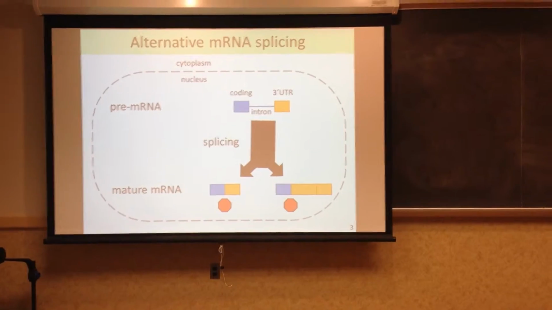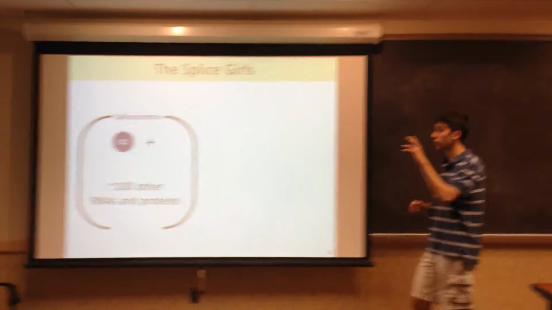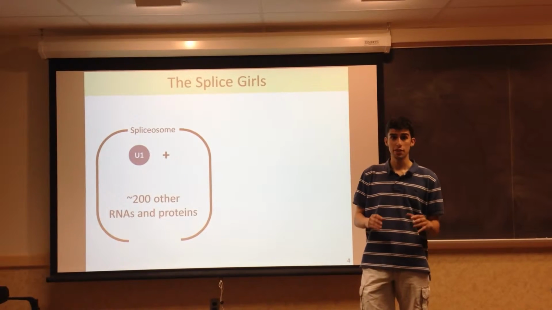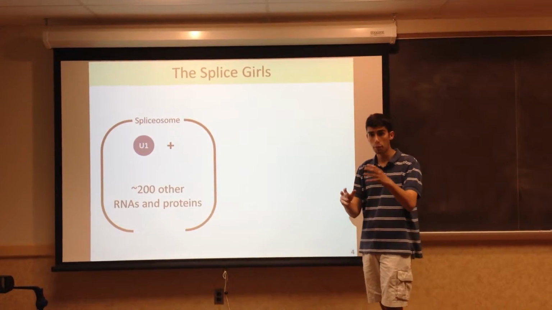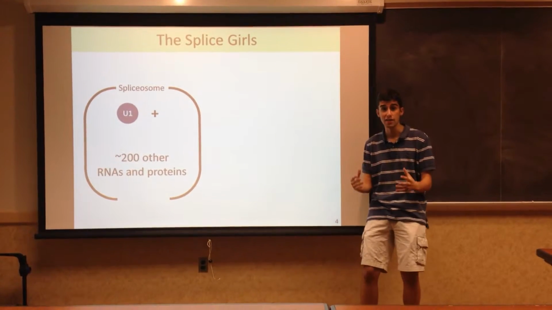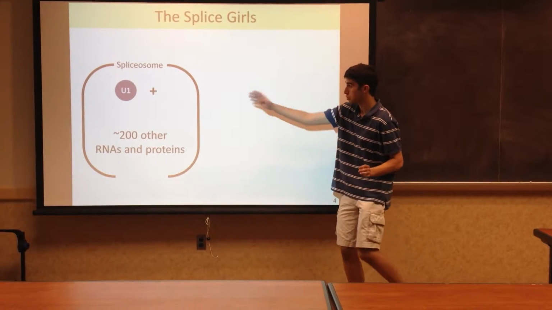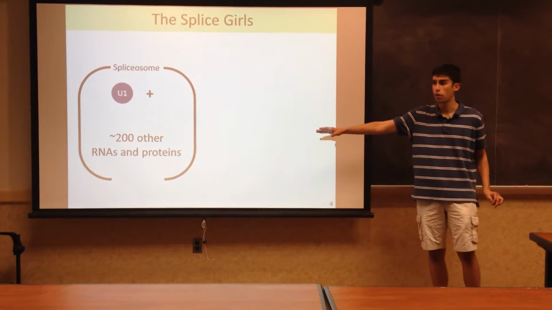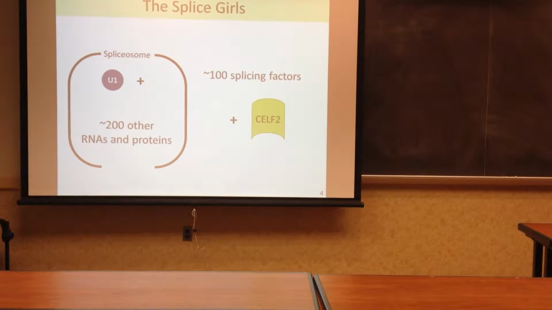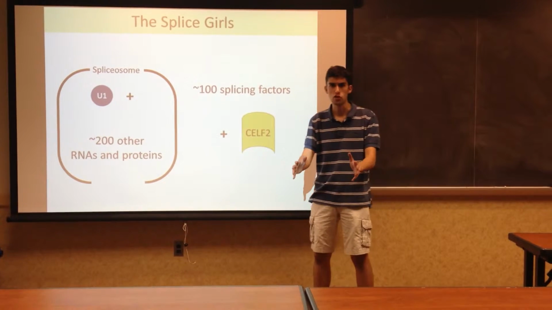So splicing, you can see it looks pretty simple, but in fact it's extremely complex. And here you'll see the spliceosome, which is responsible for catalyzing the splicing reaction. The spliceosome is a huge mishmash of protein and mRNA, kind of like a ribosome, except the chemical reaction that it catalyzes is splicing as opposed to the lengthening of peptide chains. So the spliceosome has U1, 200 other RNAs and proteins, but even that isn't it. Outside of the spliceosome, there are over 100 splicing factors, such as CELF2, that help guide the spliceosome into making the right splicing choices.